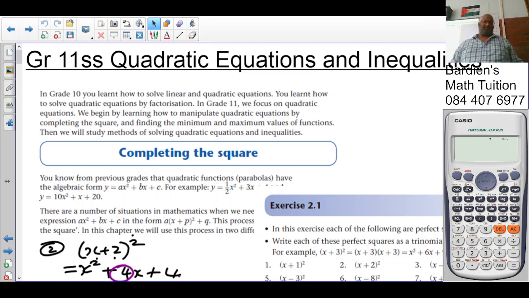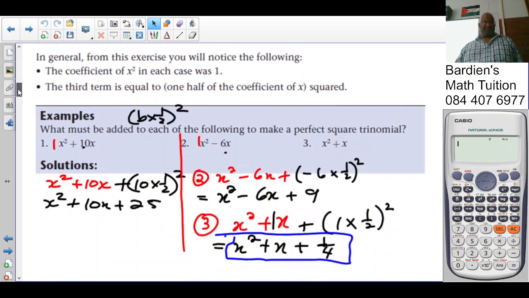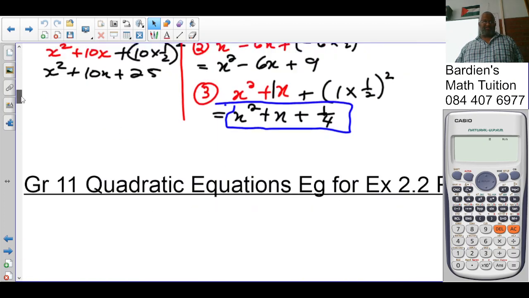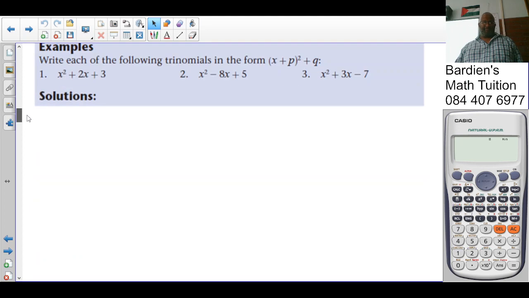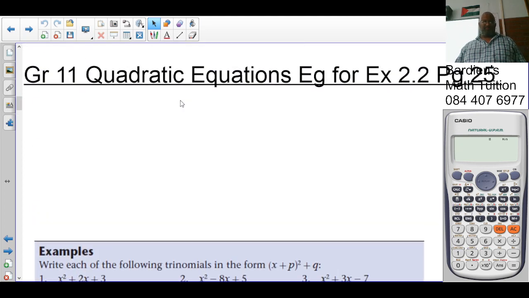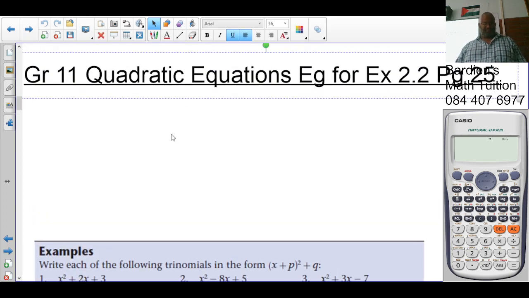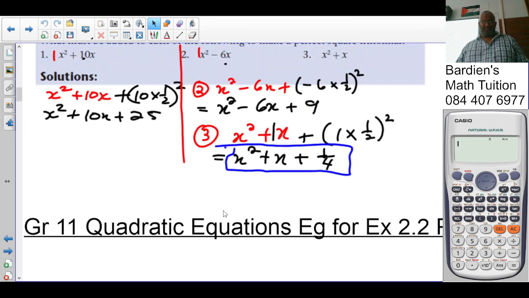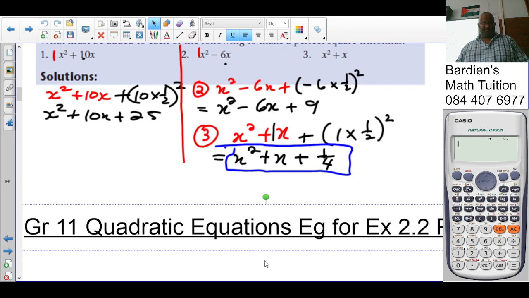Okay, good afternoon, class. So today we're looking at quadratic equations and inequalities. Yesterday we looked at exercises 2.1, okay? And then we went into exercise 2.2 as well, correct? Yes. Now we're looking at the examples for 2.3. And you said there's no problems with 2.2 as well, no?